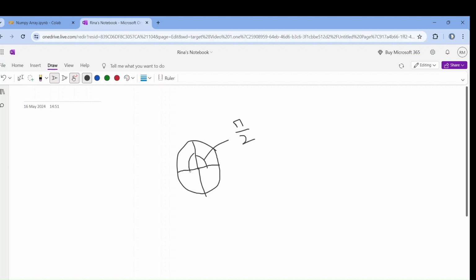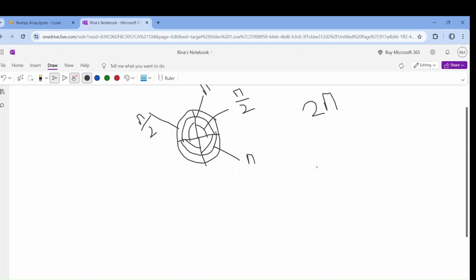What is the value for this one? Same, pi by 2. What is the value for the next one? Like this one, pi by 2. What is the value for this one? Pi by 2. So if I take this total one, what is the value? That is pi, because pi by 2 plus pi by 2, 180 degree. Now what is the value for this one? This one is also pi, that is 180 degree. So you can say that this is 90 degrees or pi by 2, total 180 degree. But the complete circle, this is pi plus pi, that is 2 pi.